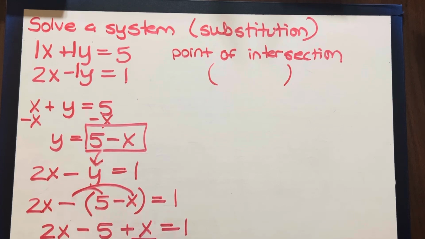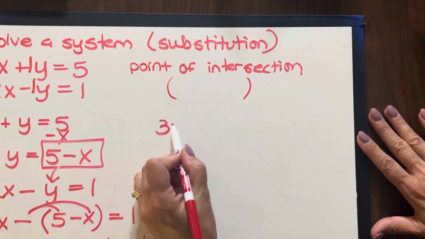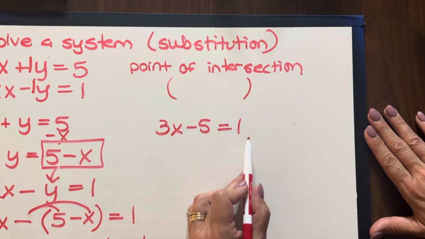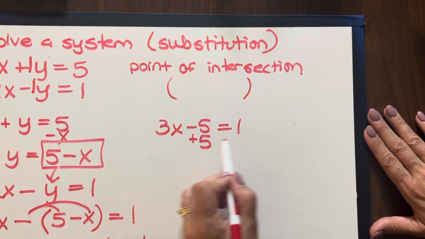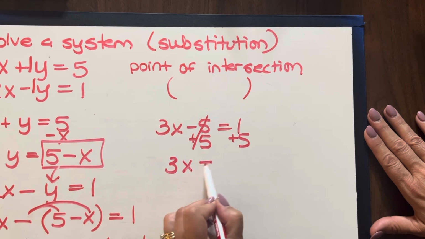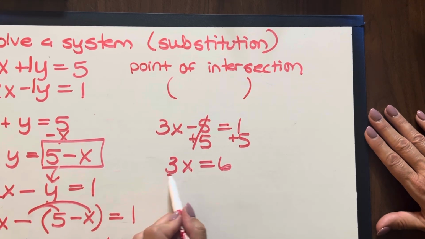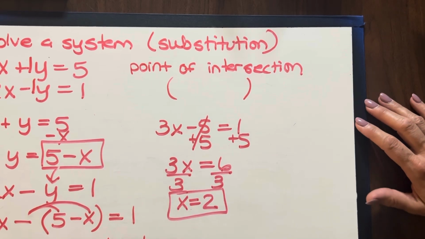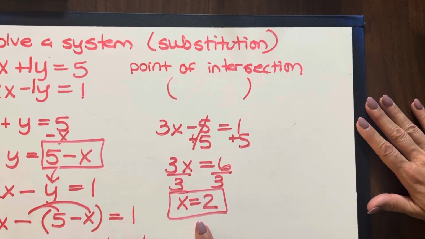Let's combine some like terms. So I have 3x minus 5 equals 1. Let's go up here. And let's add this 5 to both sides. So it cancels. So I get 3x equals 6. These are nice numbers. When I solve for the x, I'm going to get x is 2. That is part of my point of intersection.